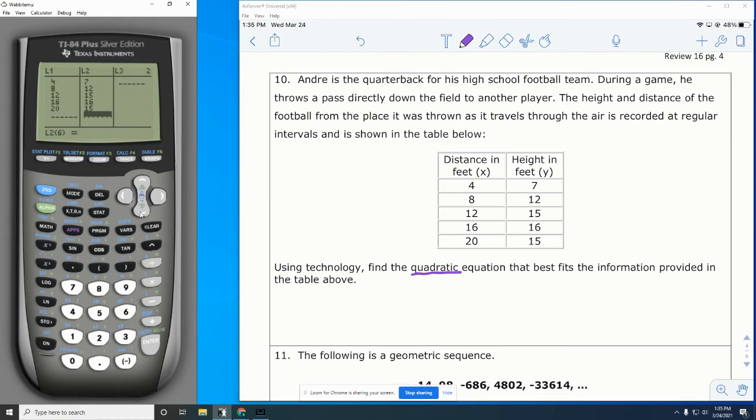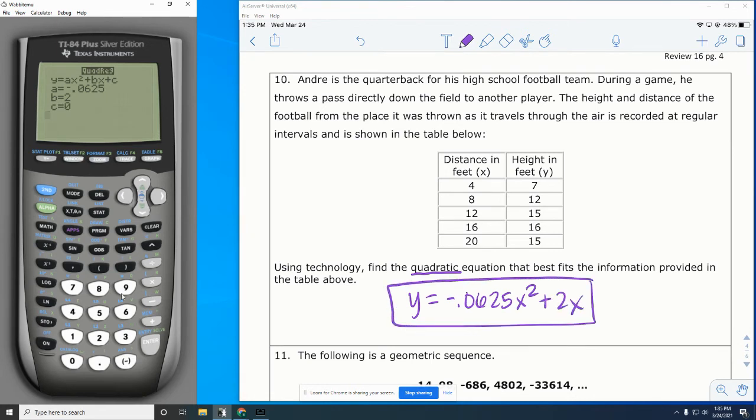And then this one tells me that it's quadratic. I can also see that because the amounts that are increasing and decreasing are changing. It's not being added or subtracted by the same thing, and it's not being multiplied. So StatCalc option 5. And that is going to be my equation. That negative 0.0625 you could turn into a fraction. So you might also see it as negative 1 over 16x squared plus 2x.